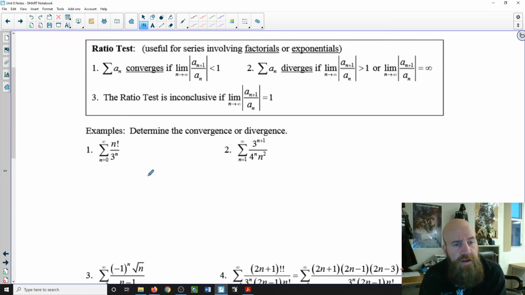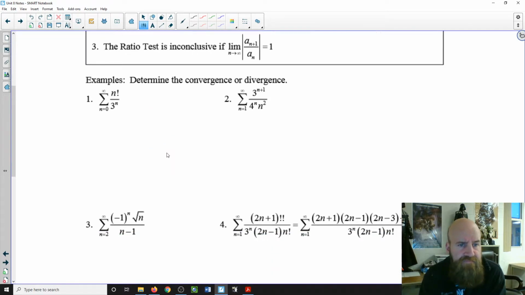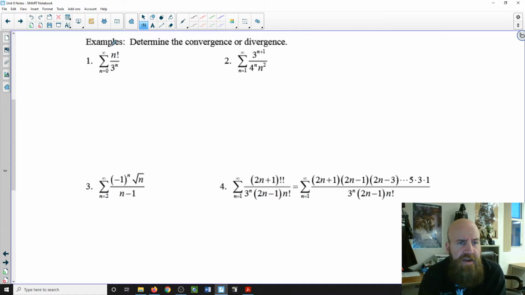So let's take a look here at some examples. So we have n factorial divided by 3 to the n. So what we want to do is look at the limit as n approaches infinity. So we know that we're going to take the n plus 1 term, divide it by the original. Okay, so if we do that, let me write that out.